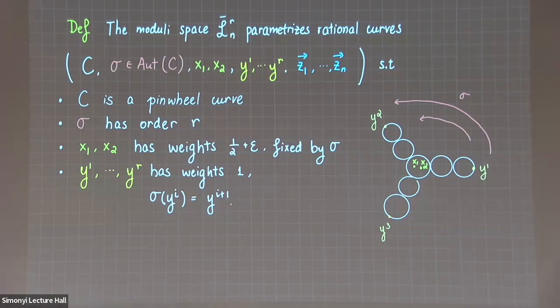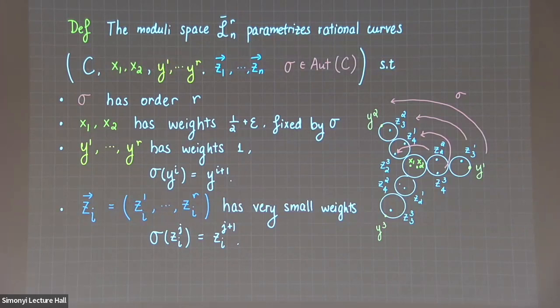And now the shape of this pinwheel curve is also maintained by this other family of decorations that's called Y marked points. So these Y marked points, there are R of them, and each one of them has weight 1, and they are required to live on the end of these chains. And by required, I mean, when we construct these curves, we require some stability condition for the curve to live in this moduli space. The stability condition tells you that the weight 1 points have to live on the end to maintain the shape. And sigma will want to carry the i-th Y point to the (i+1)-th Y point.